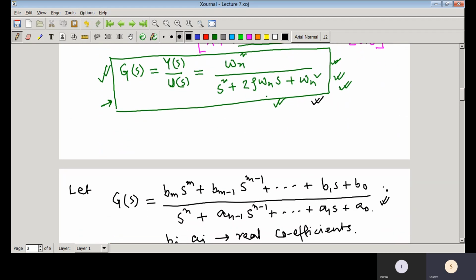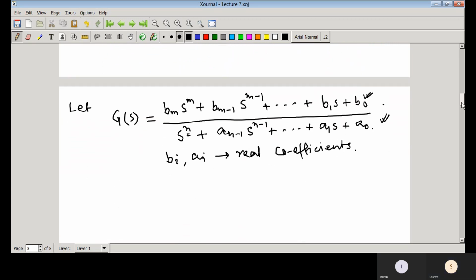if you compare this particular polynomial with this particular transfer function, in the numerator polynomial basically you have omega n square. That means your b0 is omega n square, and in the denominator you have s square, so n equal to 2, and twice zeta omega n is equal to a n minus 1, that is a1, and omega n square equal to a0. So these are the two polynomials in the numerator and denominator, and here we will be giving you some definitions.